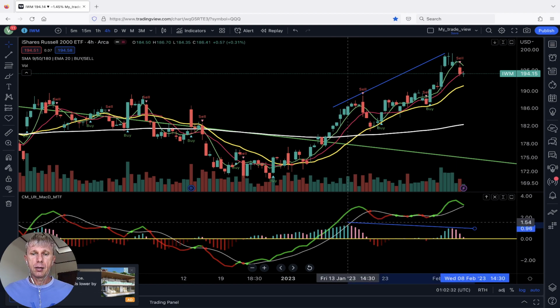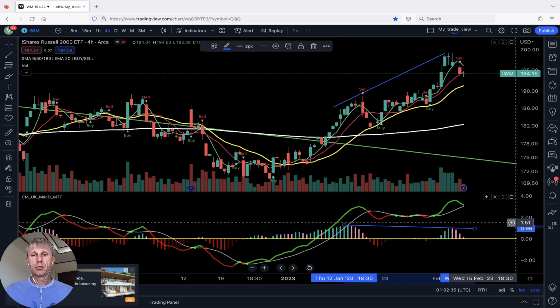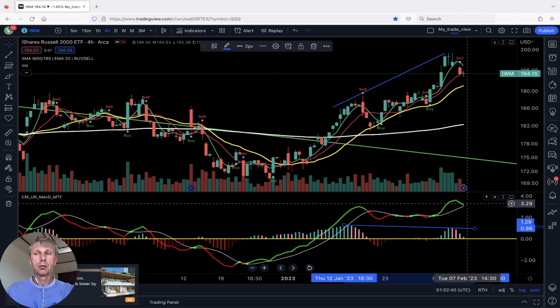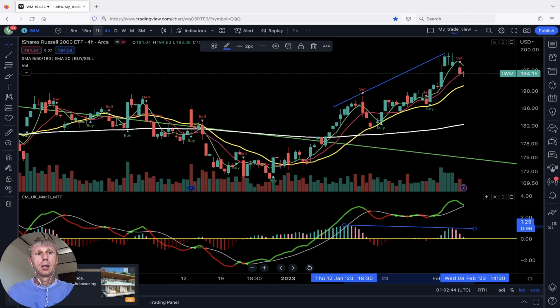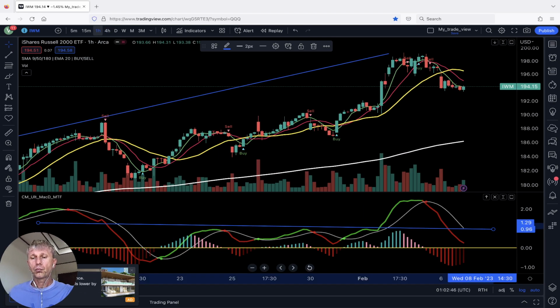MACD histogram has bearish divergences, wants to have correction. It's ready for bearish reversal signal in 4 hours. Let's move to 1 hour. 1 hour, it's still bearish. The last bar is still below MA5, 10 and 20. And it's in the bearish mode, no changes.